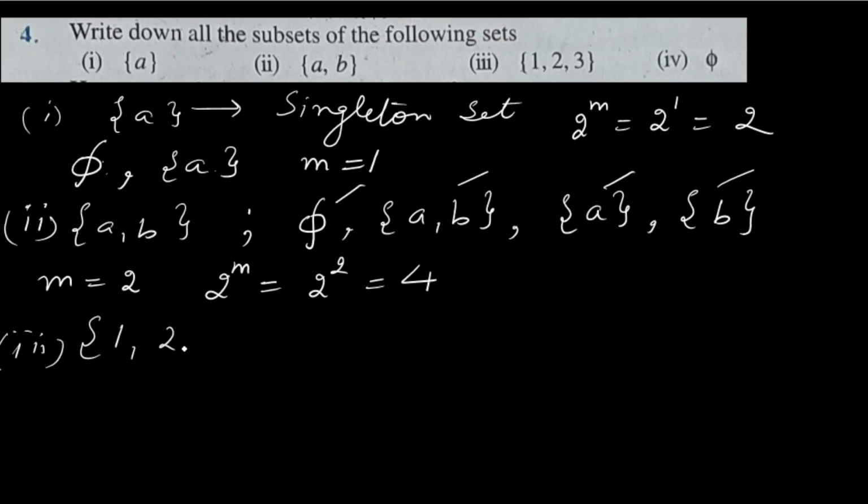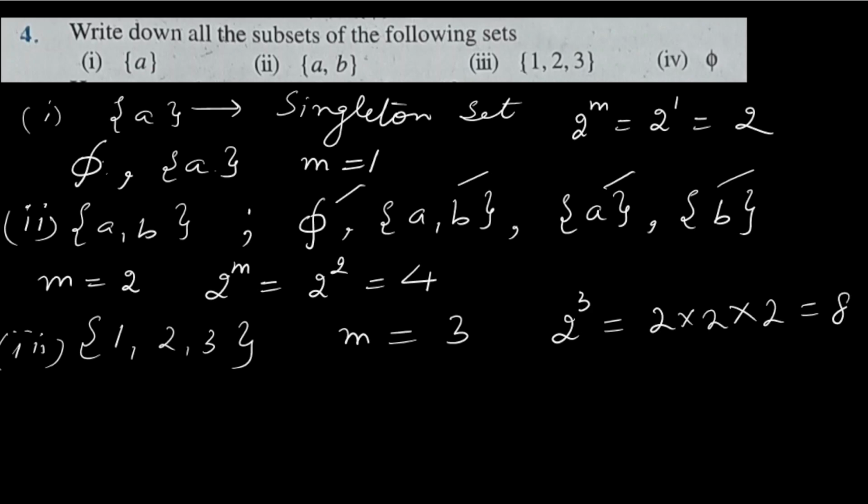Now third one, the set is {1, 2, 3}. First of all, if you want to find the number of subsets, you can find it. Here m is equal to 3. 2 raised to power m is 2 raised to power 3. 2 into 2 into 2 is equal to 8. So here 8 subsets we are going to get.